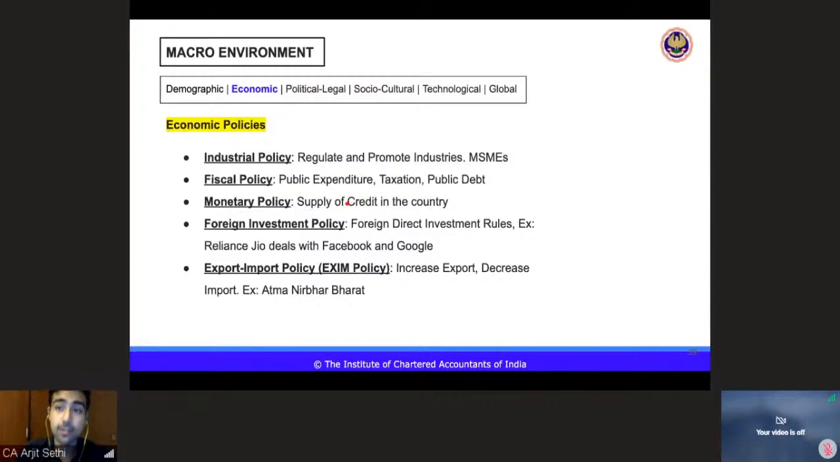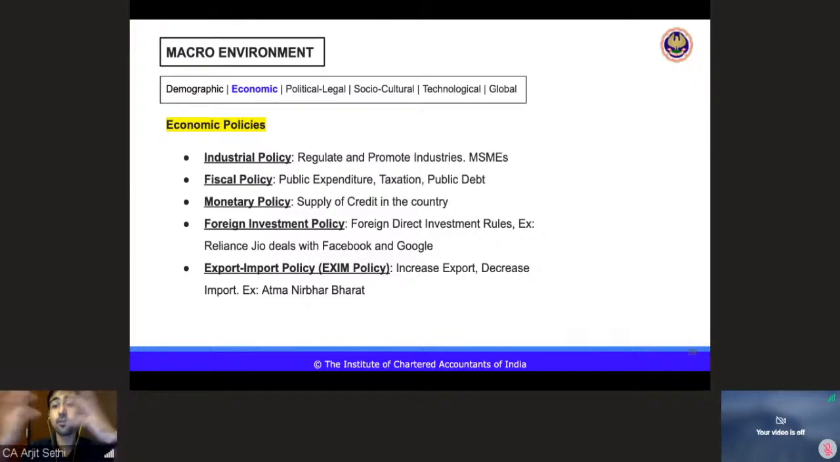How easily you will get the loan, how cheaply you will get the loans to grow your business, is your monetary policy. Foreign investment policy, simple as the name suggests, is foreign direct investment rules. Like Reliance Jio's latest deal with Facebook and Google, right? So India is very open in terms of foreign investment lately. Recently, they have increased the FDI rules to 100%, so the foreign investment policy of India has improved.